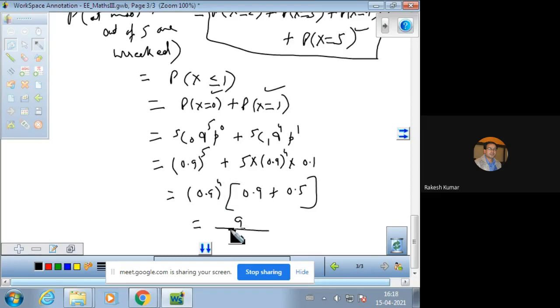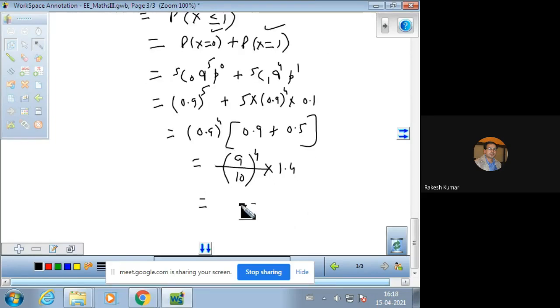Simply, 0.9 raised to power 5, so it means 9 over 10 raised to power 4 and multiplied by 0.9.5, so this is a 1.4. And 10 raised to power 4 is 10,000, and 9 nines are 36, into 36. Now you can calculate this value and get the required probability. So this is the way by which we can find the probability distribution with the help of the binomial.